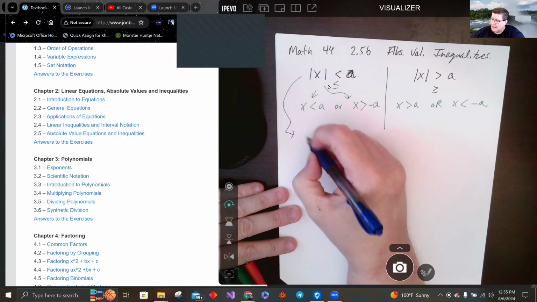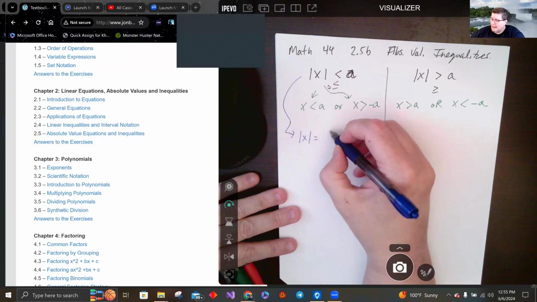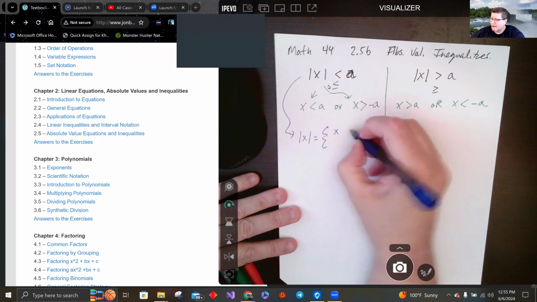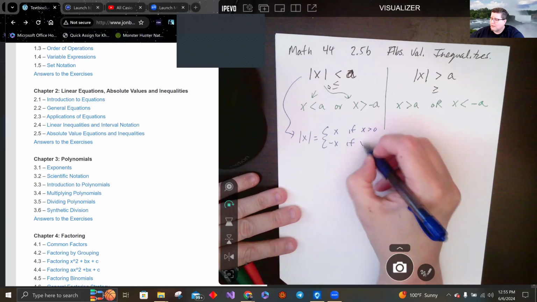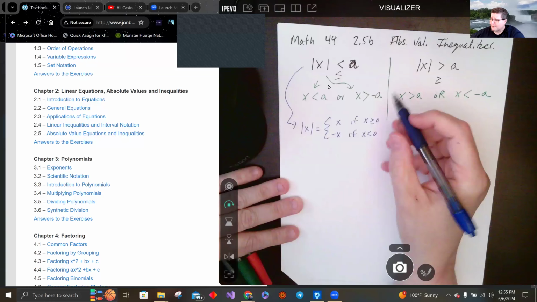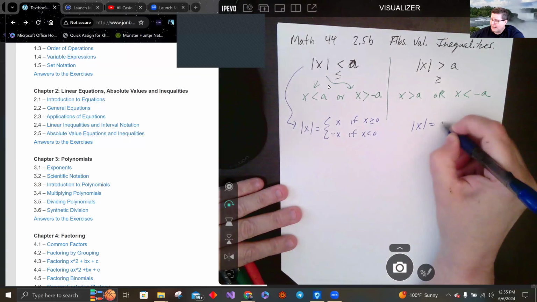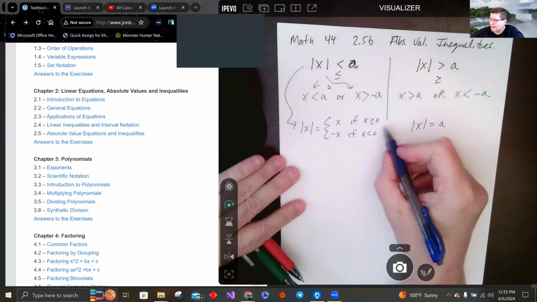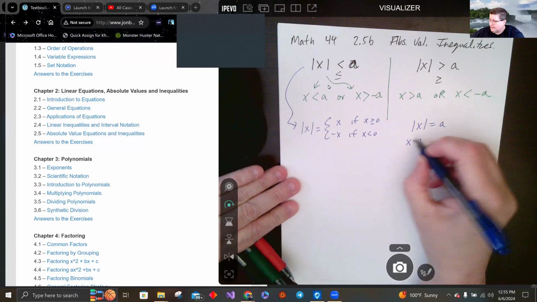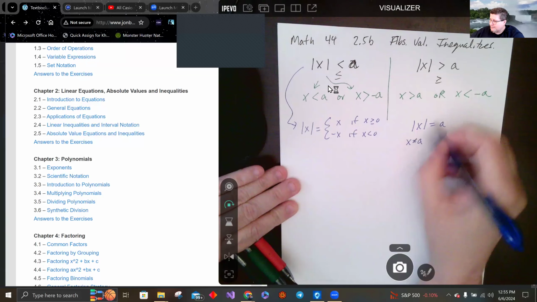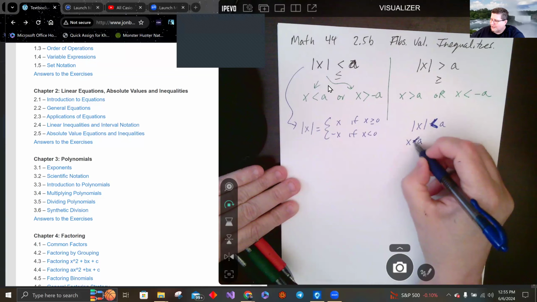Because remember, the way this is really written is absolute value of x equals x if x is greater than 0, or negative x if x is less than 0. So when I have absolute value of x equals a, if we do the x is greater than 0, it just stays positive. Sorry, let's put the less than back in. And then I could do the other one.